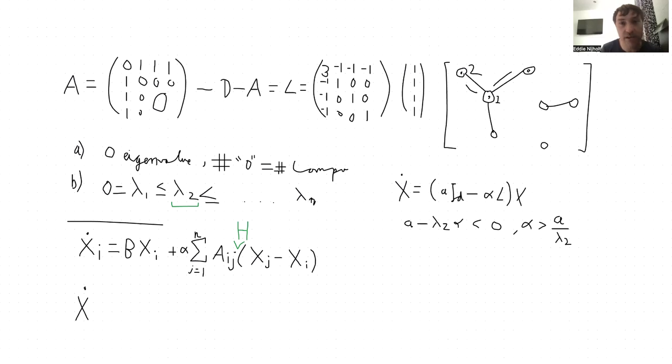And then it turns out that I can very succinctly write this ODE as x dot is identity tensor, and the precise definition of this tensor product is explained in the lecture notes, times b times that x, and then I will get minus alpha times the Laplacian tensor H. So this is the full system.